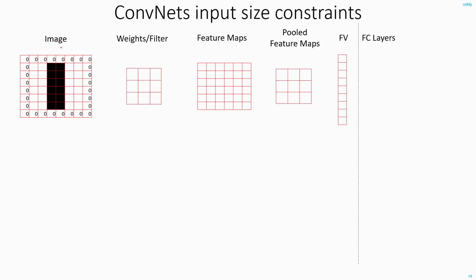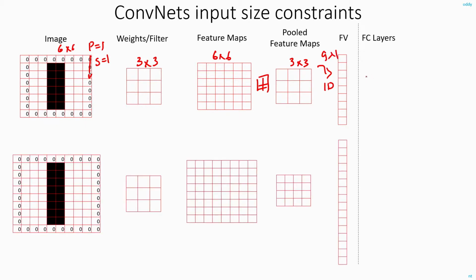Let me explain this using a simple example. I'll take a 6x6 image and I'll do the convolution using padding of 1. That is, these zeros that you are seeing are for padding, and I'll use a stride of 1. In my first layer, I'm using a filter of size 3 by 3. And what happens now, I'll get a feature map that is again of size 6 by 6. Once I do the pooling, I'll get a pooled feature map output that is of size 3 by 3. And I'll stretch this to a one-dimensional vector of size 9 by 1. Okay, so far so good. I don't have any problem processing this image.